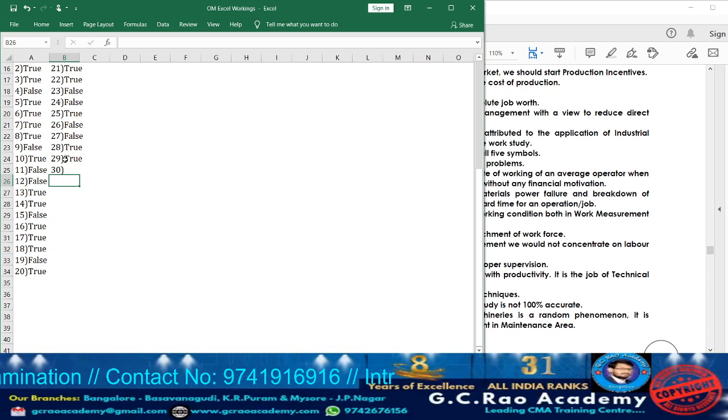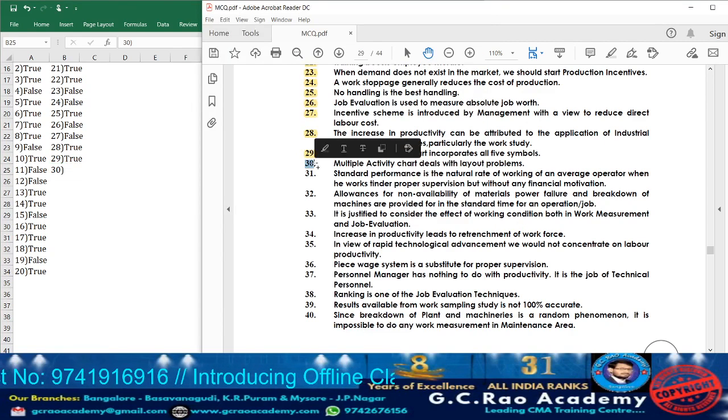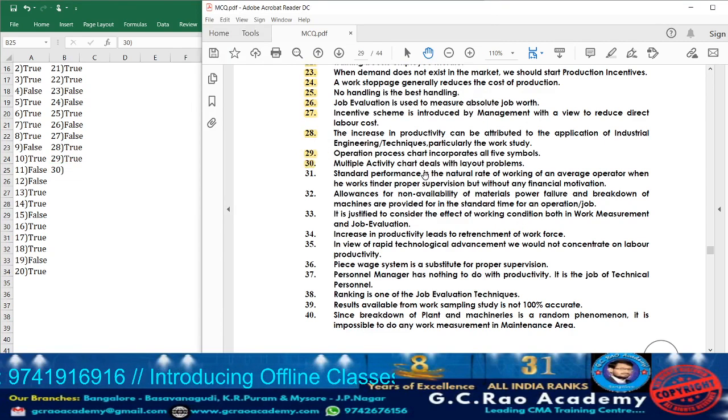Now let us move on to statement 30. What they are telling? Multiple activity chart deals with layout problems.